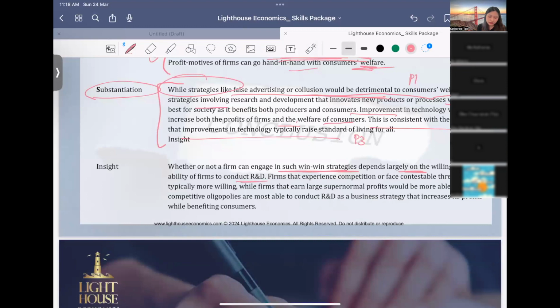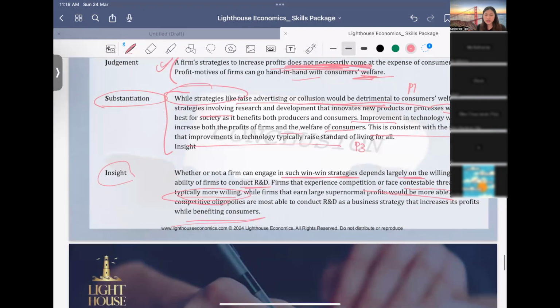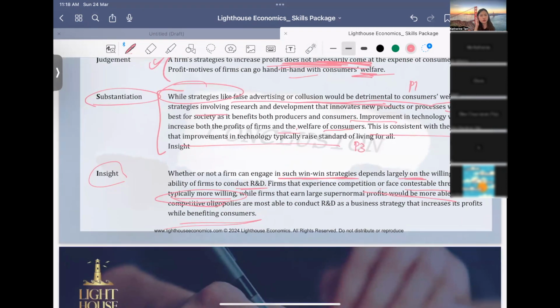Maybe some of the firms that experience competition or contestable threats are usually more willing. So maybe some firms will do it, but some firms wouldn't. So it depends. This is your insight that was probably not mentioned in the whole essay. This one is a bit hard to understand. You can take some time after class to read through carefully yourself to see how it's made.